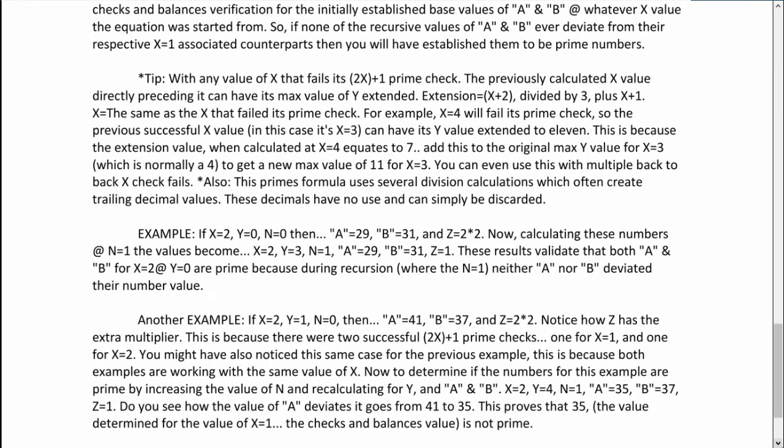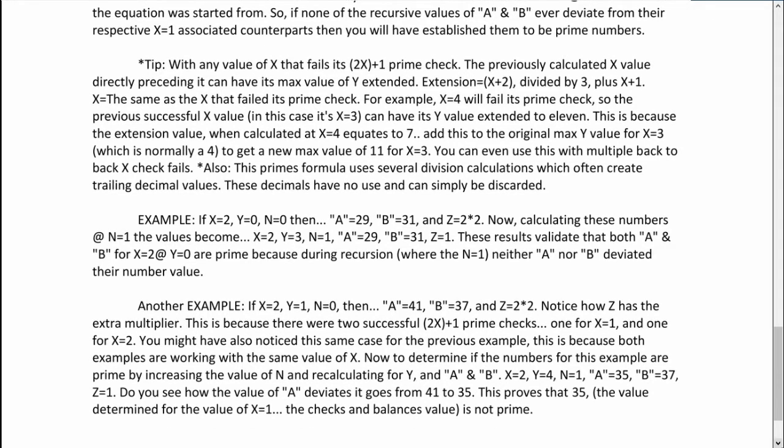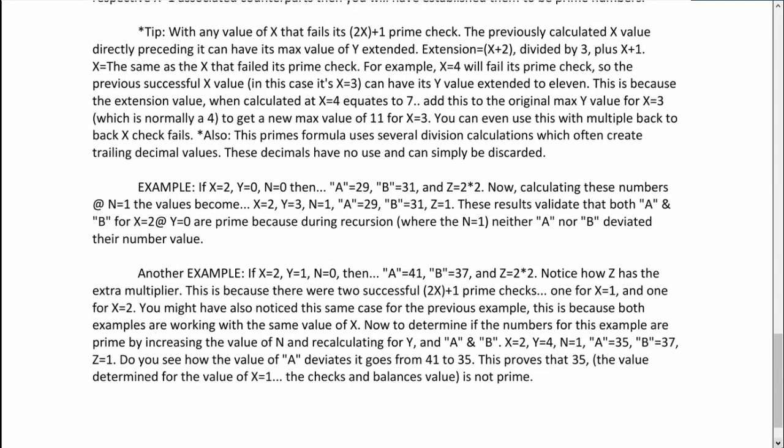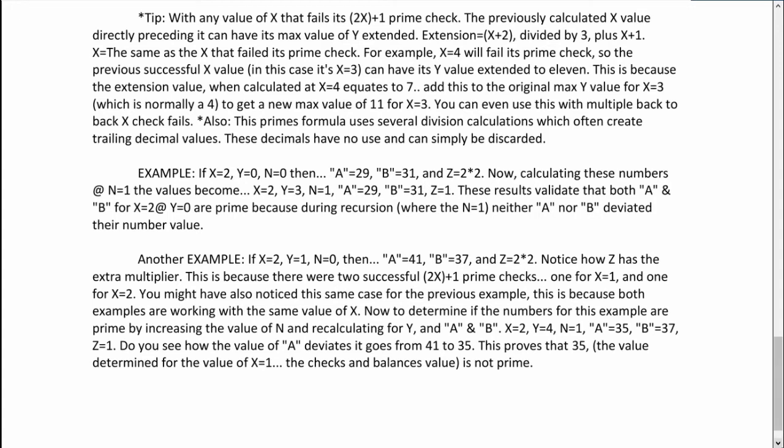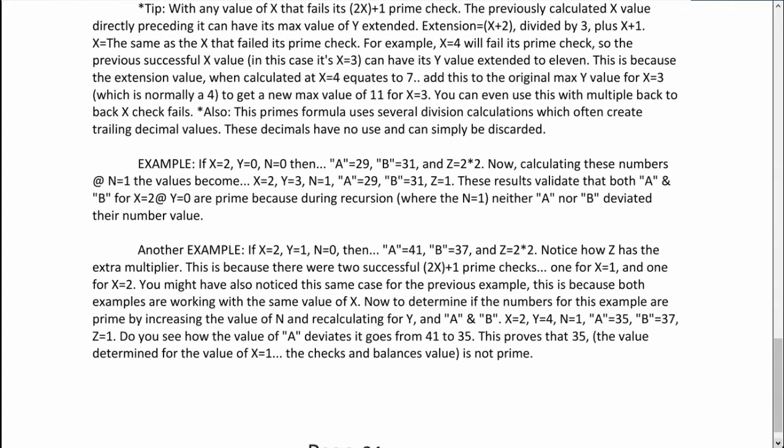For example, x equals 4 will fail its prime check. So the previous successful x value, in this case x equals 3, can have its y value extended to 11. This is because the extension value when calculated at x equals 4 equates to 7. Add this to the original max y value for x equals 3, which is normally a 4, to get a new max value of 11 for x equals 3. You can even use this with multiple back-to-back x check fails.